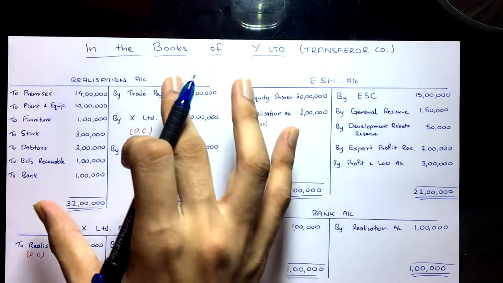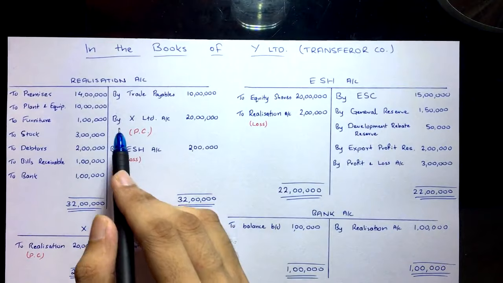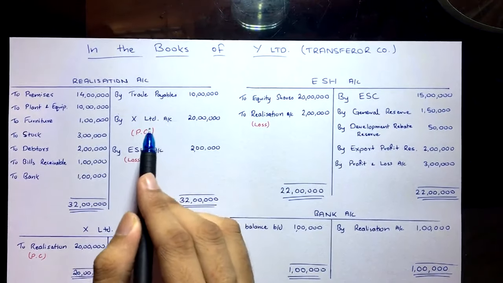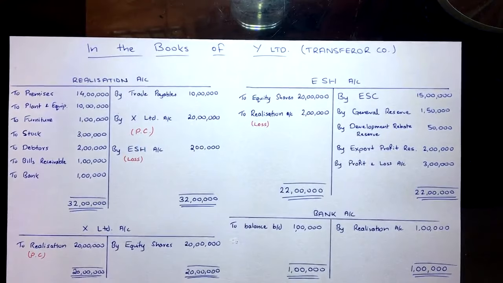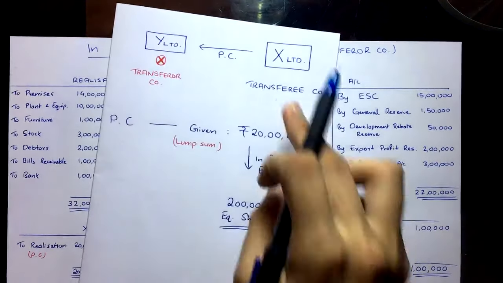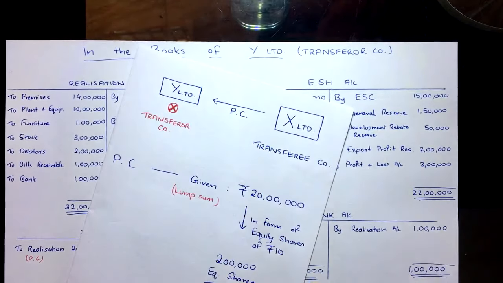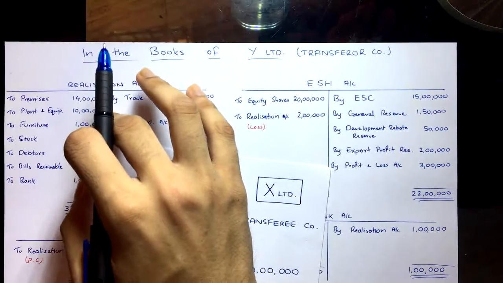Now you have to go to the realization account. In the realization account, see here, you have to take the purchase consideration over here. You are getting purchase consideration from X Limited. Yeah, the transferee company. This company has to pay purchase consideration to Y Limited. And I told you, this is a what? Nominal account, like a profit and loss account.